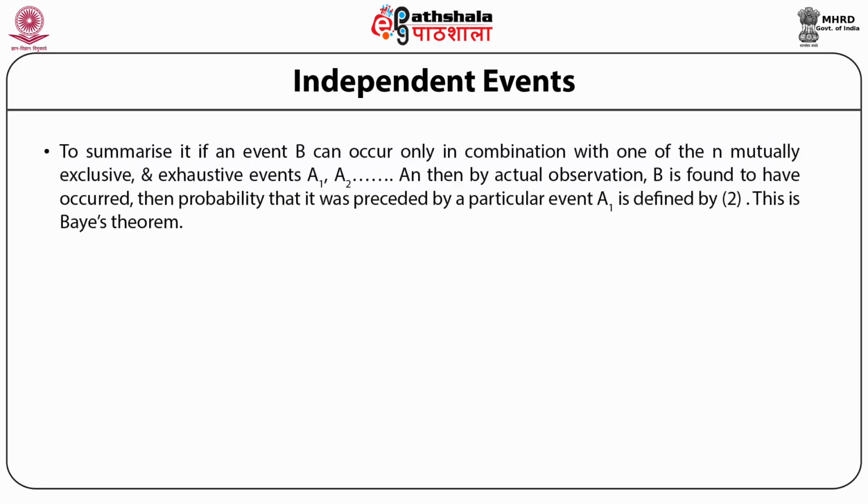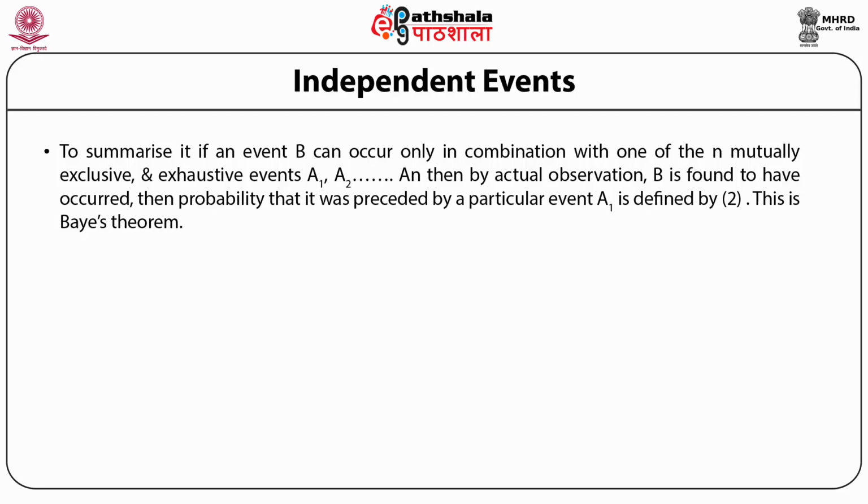To summarize, if an event B can occur only in combination with one of the n mutually exclusive and exhaustive events A1, A2, An, and by actual observation B is found to have occurred, then the probability that it was preceded by a particular event Ai is defined by equation 2.